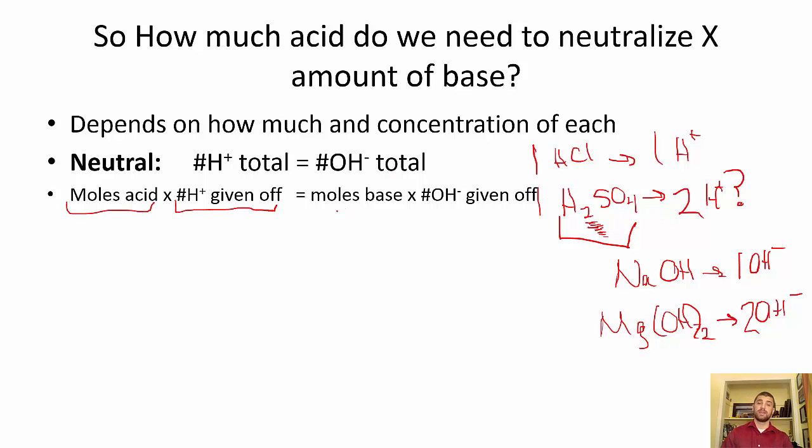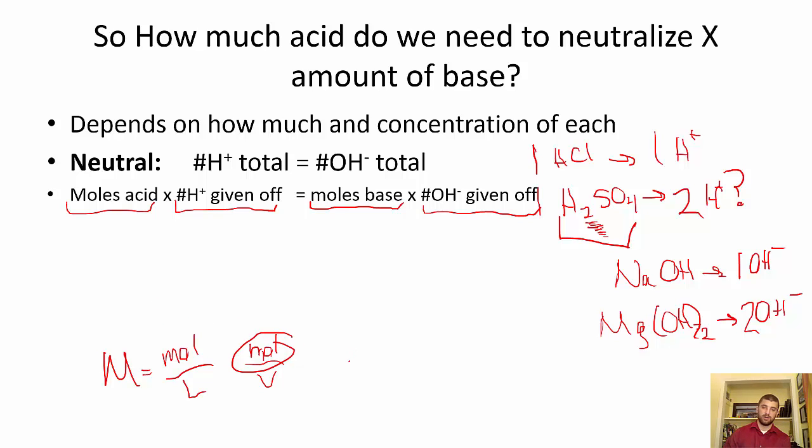The same thing is true for the base. You want to look at how many moles of the base do you have times how many OHs you get from each base. All right, so now my question is, well, how do we figure out moles of acid if we know the volume and the molarity, right? You got to remember that molarity equals the moles per liter, or it's moles per volume, right? So if I wanted to get moles, I would have to do the molarity times the volume.